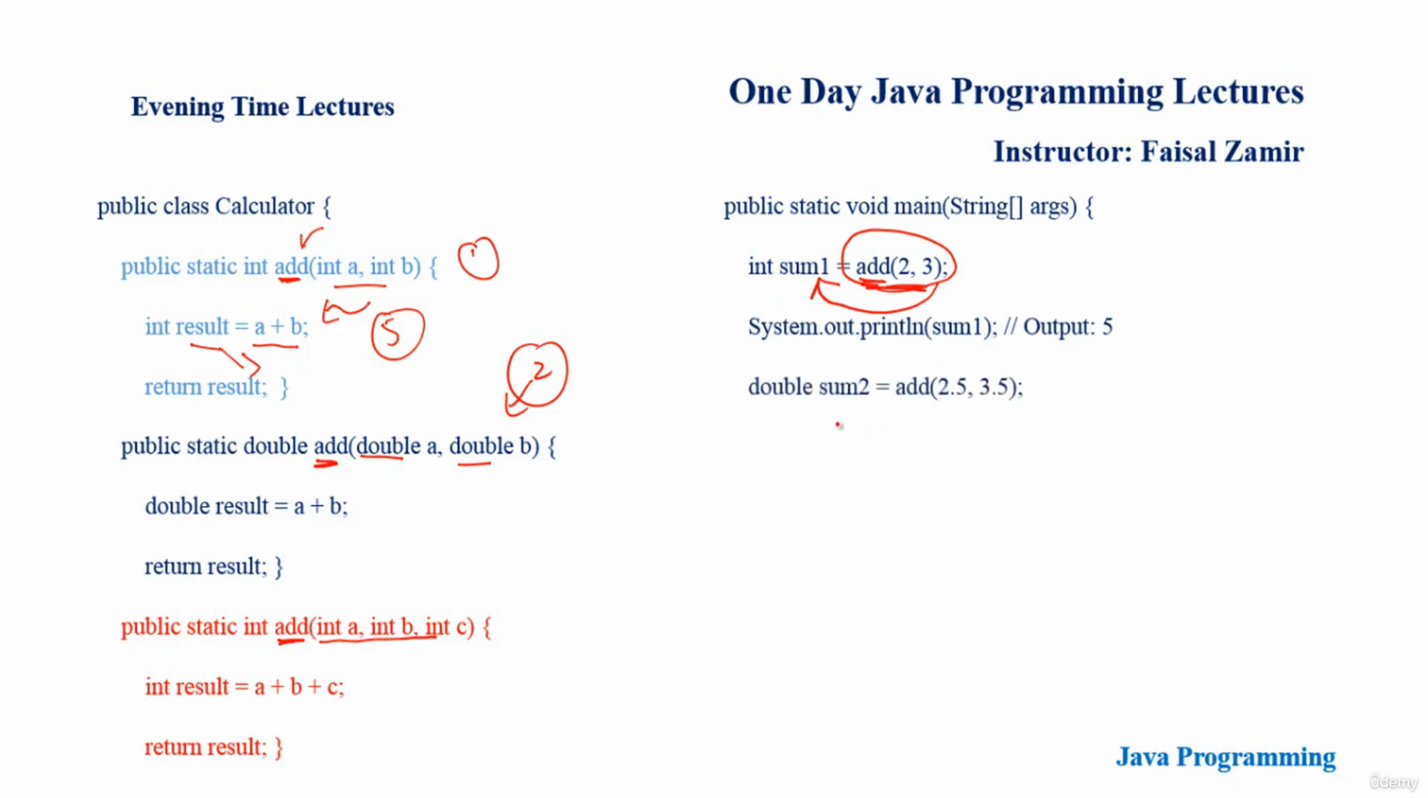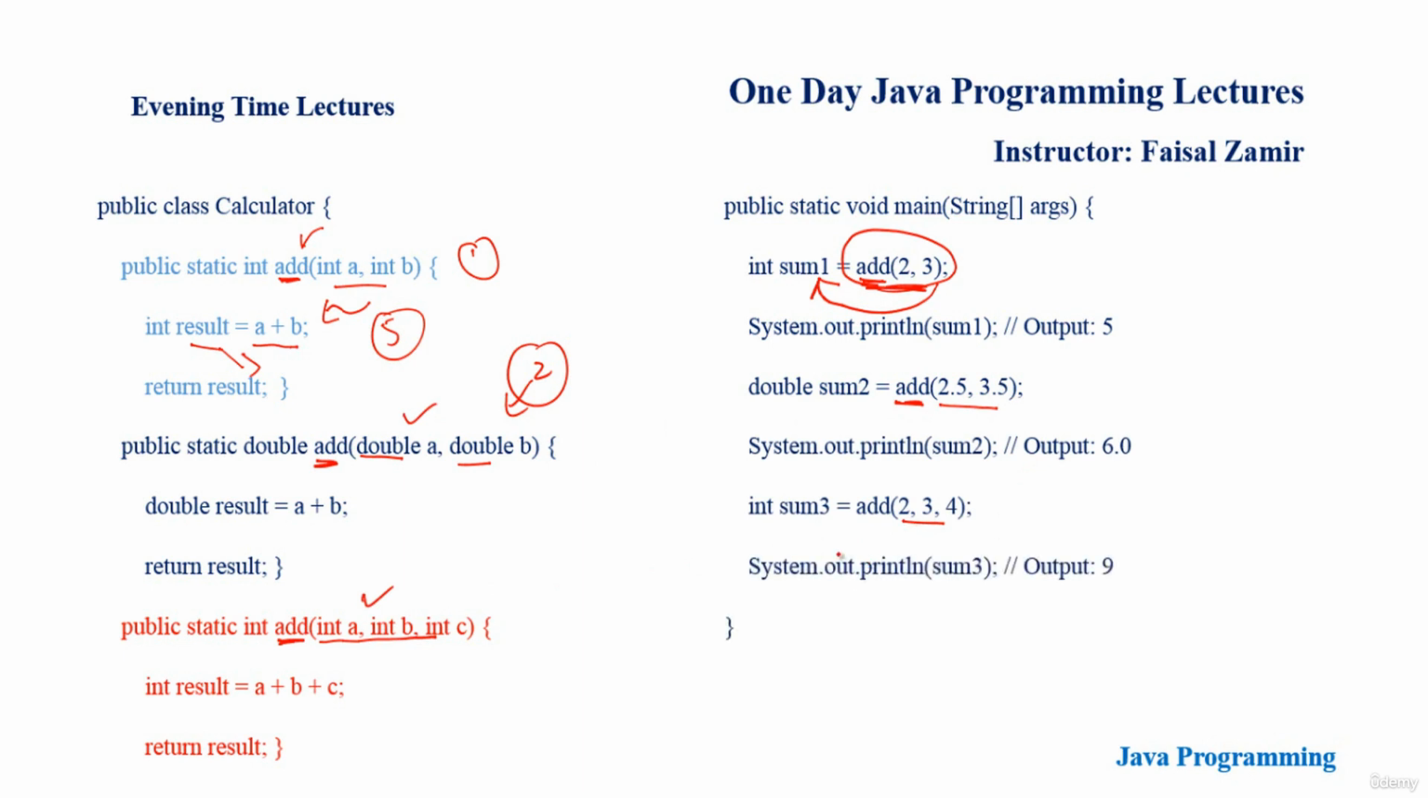When I call another function, you can see it has the same name but I provided two double floating values, so it will call the second function. And when I provide three values, which are also integers, it will call the third function. So this is all about function overloading, how you can call any function when you create function overloading, with more than one function with the same name but a difference in their parameters. So for example, I did not call another function.